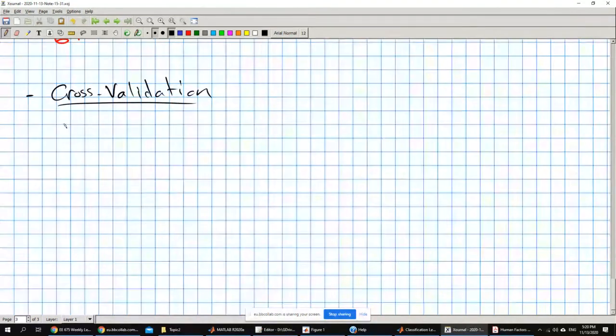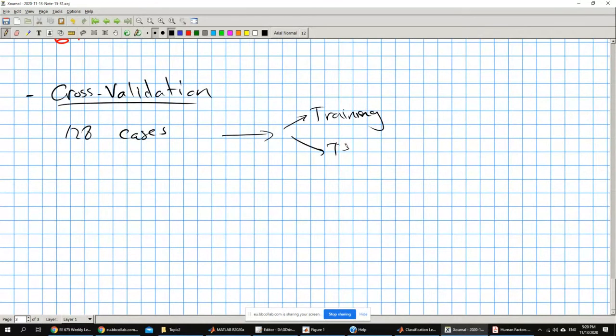Basically, you have a data set of 128 cases. In order for you to get performance measures, you have to divide into training and testing. Without validation, you do that once. So basically, I divide the data into, for example, 90 cases for training and the other 38 cases for testing. And that's it, once. I just train using these and test using these.